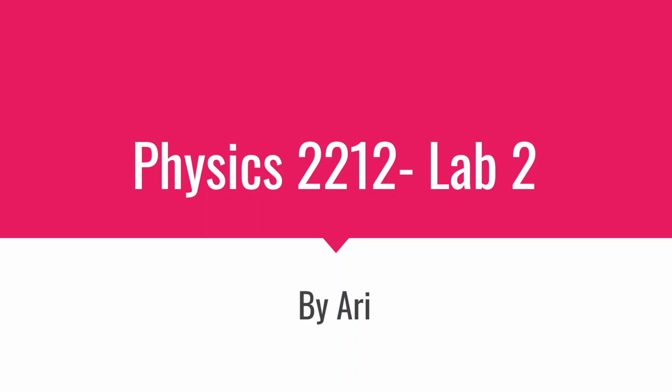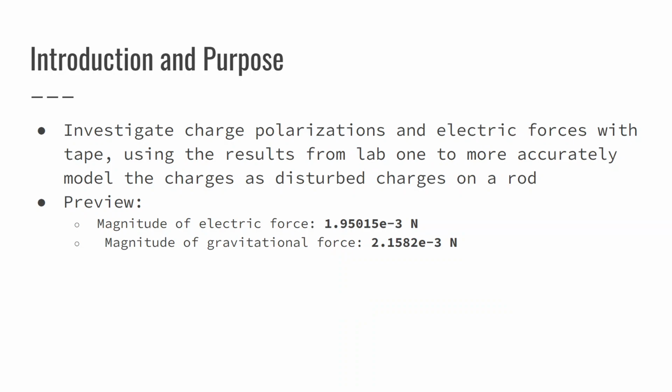The introduction and purpose of this lab is to investigate charge polarizations and electric forces with the tape, similar to Lab 1. However, we're using the results from Lab 1 to more accurately model the charges as distributed charges on a rod. My preview is that I found the electric force was about 2 times 10 to the negative 3 newtons, the gravitational force was about 2.2 times 10 to the negative 3 newtons, and the charge was about twice the result that we found in the first lab.